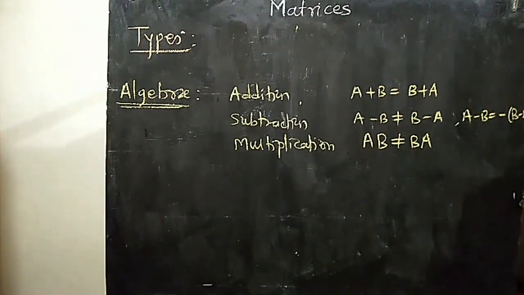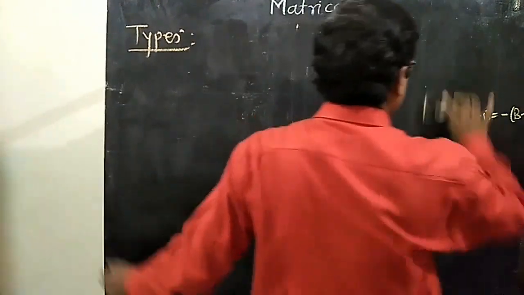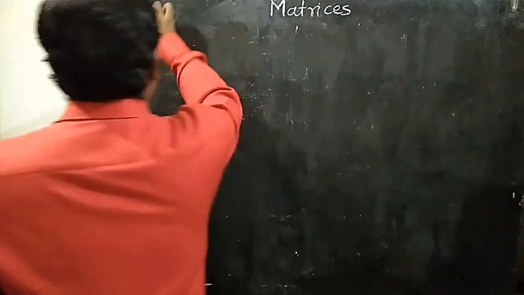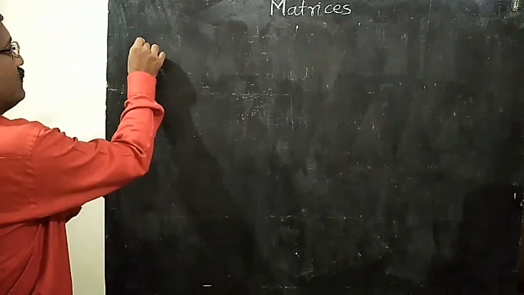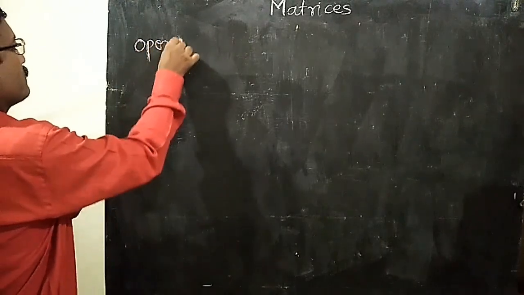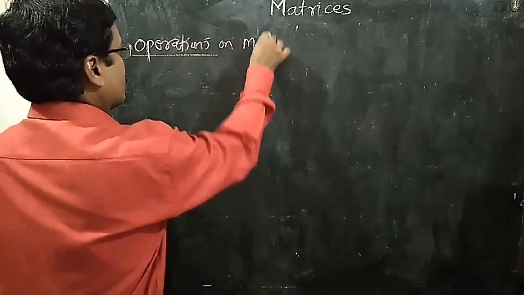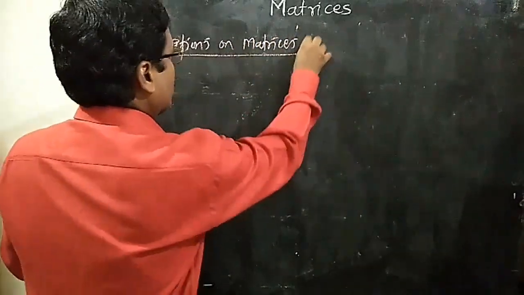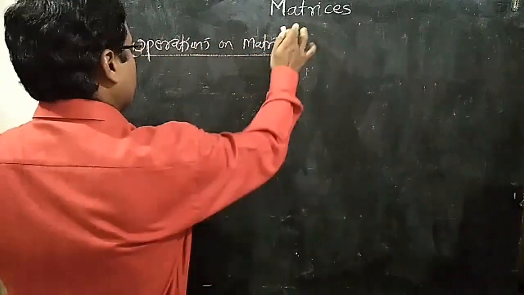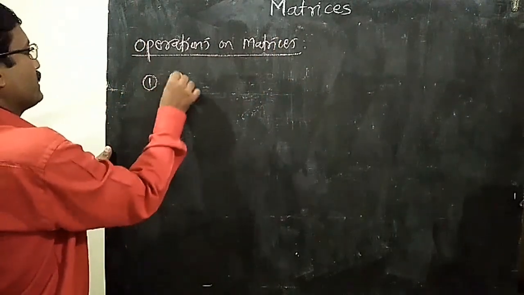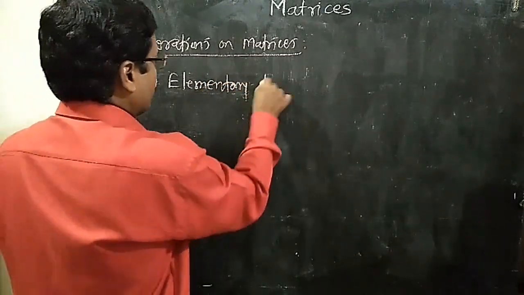Now, in 12th class, we will start with the elementary operations. Instead of types and algebra, we will start with the operations on matrices. Before learning different operations, we will start with elementary transformations, the concept of elementary transformations.